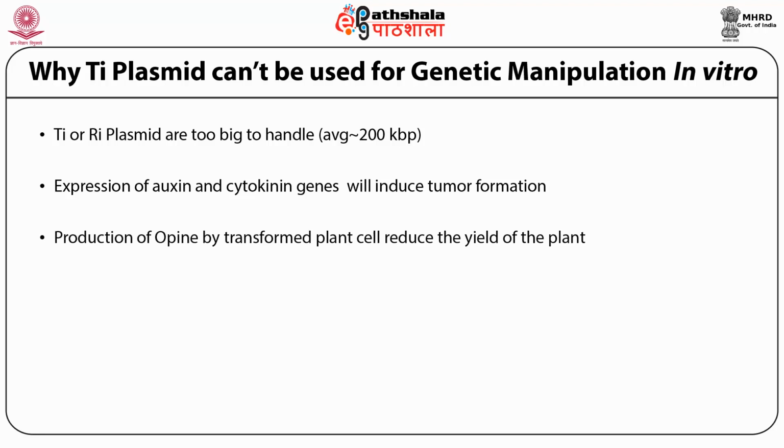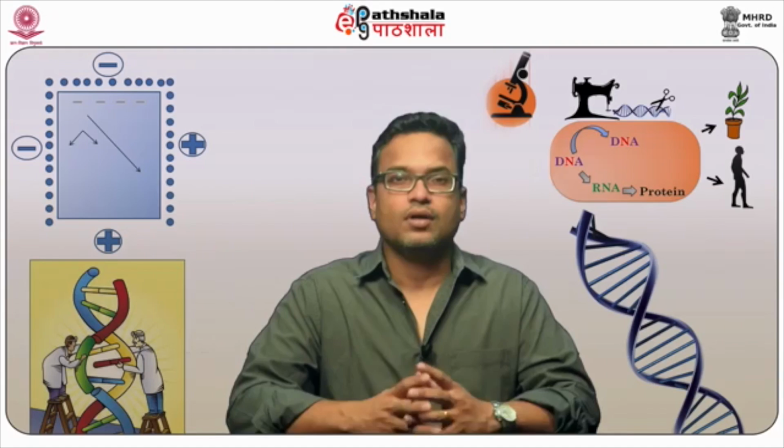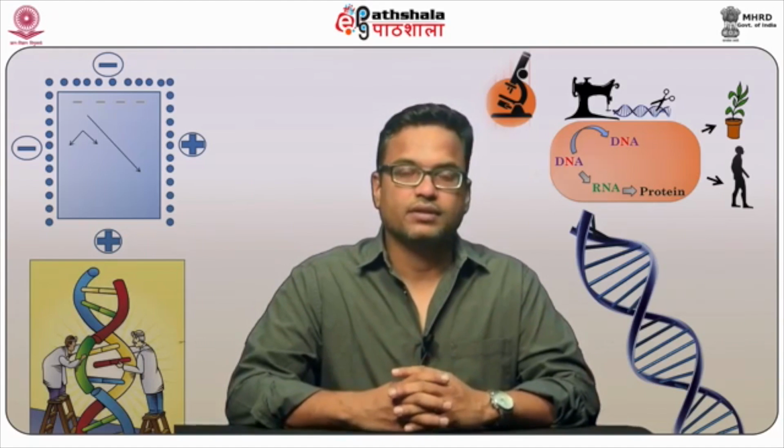Also, it contains opine, which is generated in response to the infection of Agrobacterium, and that can reduce the yield of transgenic plant generation. And lastly, the Ti plasmid contains tDNA, which is naturally occurring, and it cannot be manipulated. So in an in vitro system where we want to generate transgenic plants, our gene of interest is not present in a tDNA. Modified version of Ti plasmids.